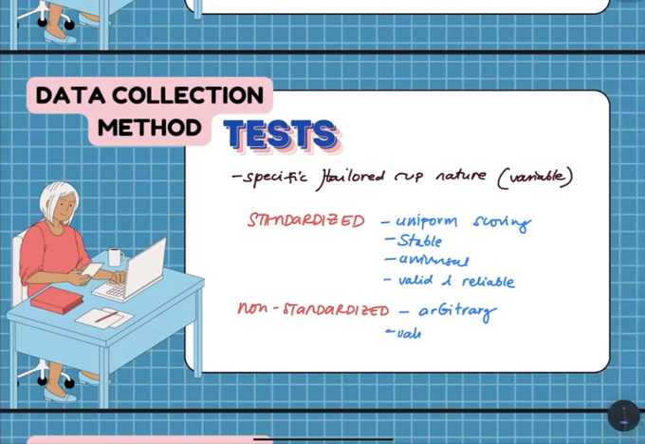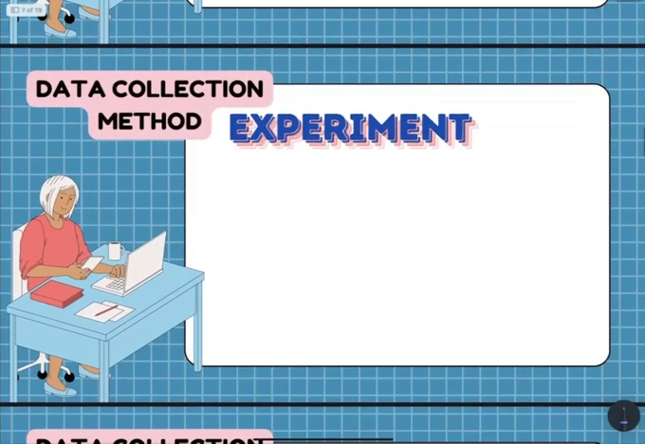It's valid because it's contextualized or tailored specific to the construct or the goal. However, it has low reliability because it's not as frequently used, or it has not been utilized many, many times as compared to our standardized tests, and it's not really universal. Okay. All right. Now let's move on to experiments.